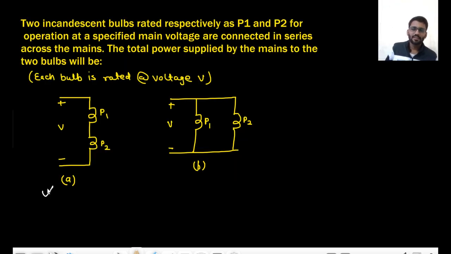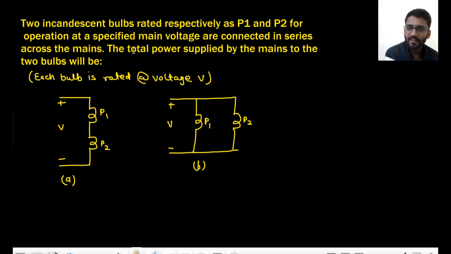So this question was asked in some government exam, or in some written test. This bracket one was not written. So this was the question given, that two bulbs rated respectively P1 and P2 for operation at a specified mains voltage are connected in series across the mains. The total power supplied by the mains to the two bulbs is, okay, but they are not telling what is the V rated of the bulb.